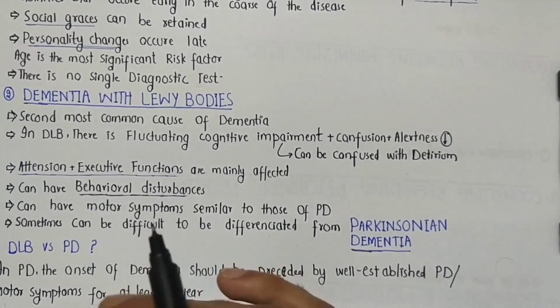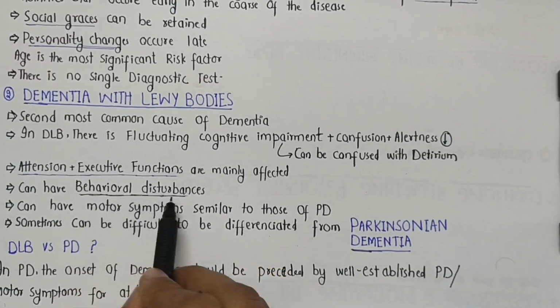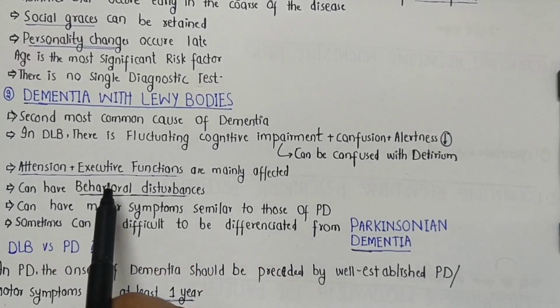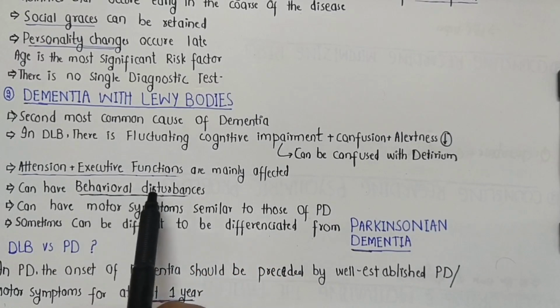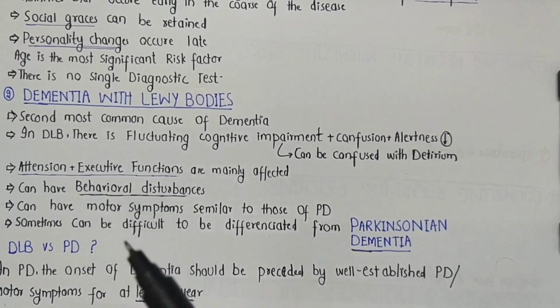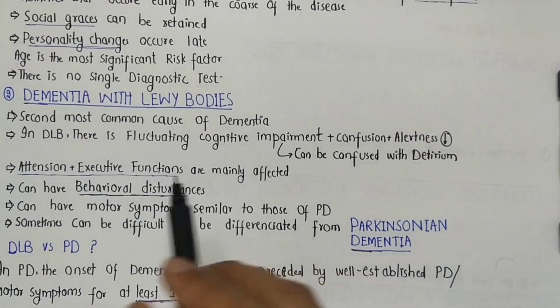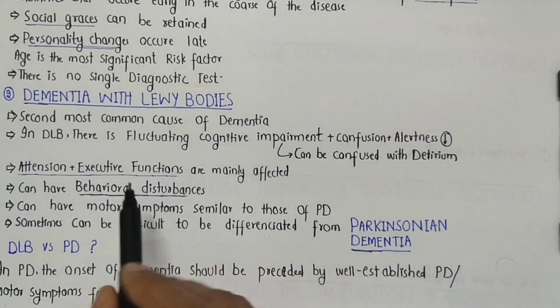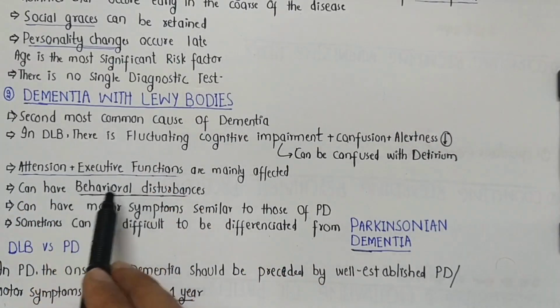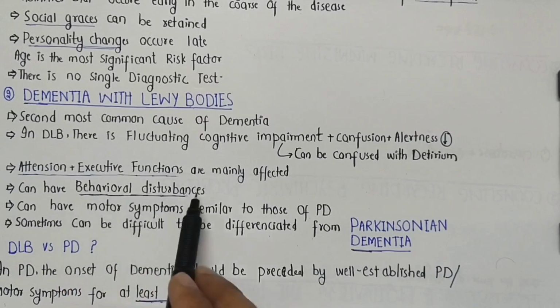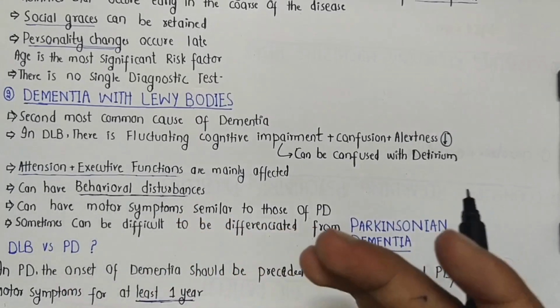By the way, what was the other disease which we have studied in which there are motor symptoms and behavioral disturbances as well? If you are thinking about Huntington disease, you are right. In Huntington disease, there are motor symptoms along with behavioral disturbances. In dementia with Lewy bodies, there are also motor symptoms, and they can be accompanied by behavioral disturbances. So it was just for fun.